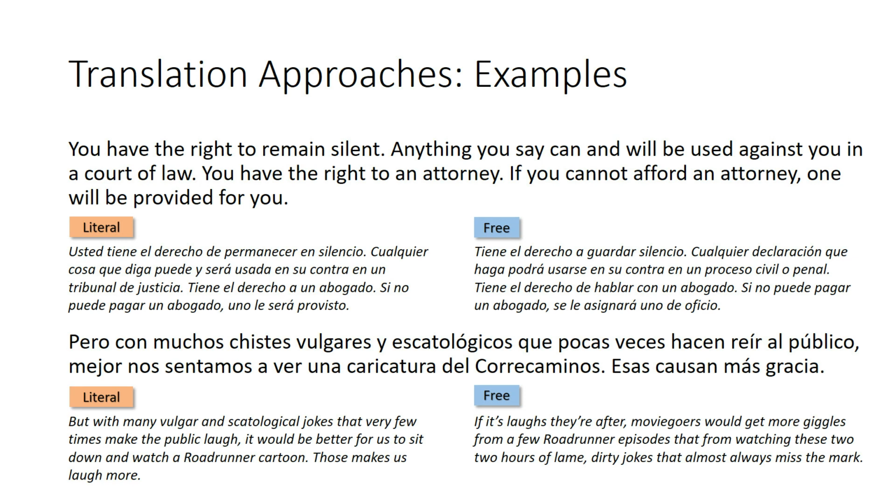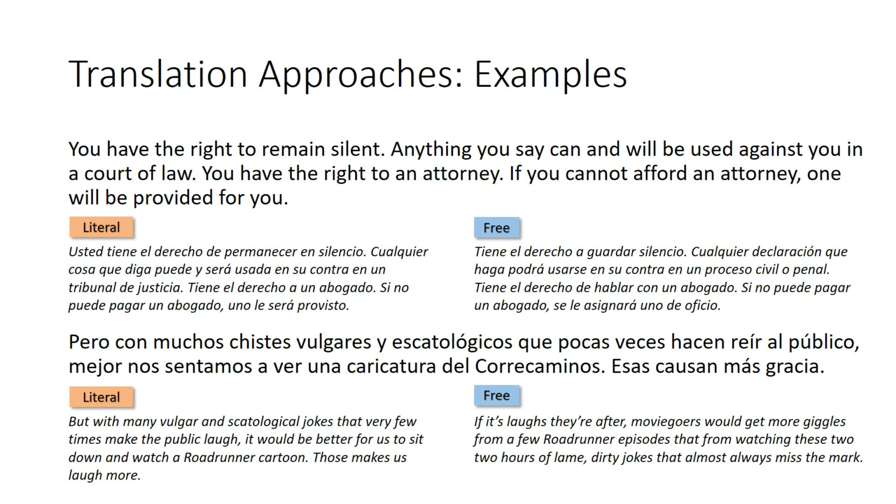All right, before I move on and talk about maybe a variation on the traditional distinction between literal and free translation, I do want to just reiterate what literal and free translation approaches look like, what they do. And I think providing an example might be a good way to do this. Okay, so here I have at the top a source text in English, which is part of the Miranda warning that you might have seen on TV and movies that's read to criminals when they're taken into custody and before they give any statement.